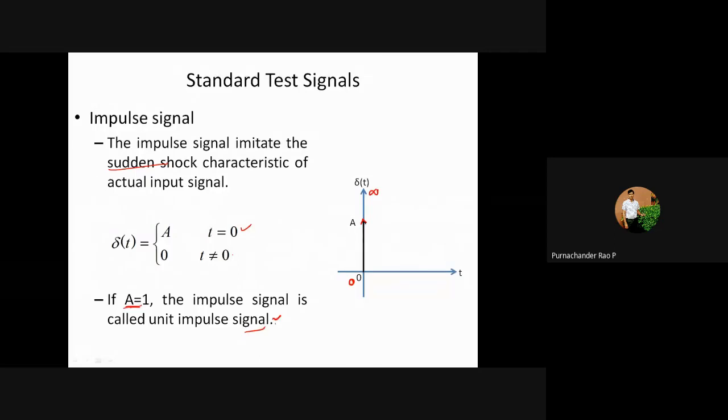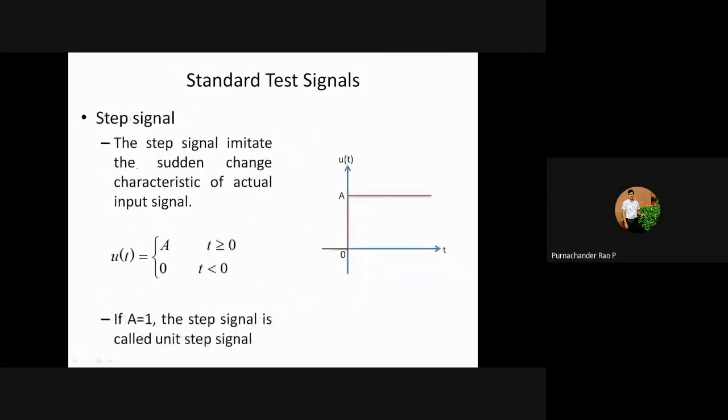The next one is the step signal. The step signal indicates a sudden change in the characteristics of the actual input. Up to time 0, the value is 0. Then after 0, suddenly the value increases to a and settles at the constant value a. Mathematically, u of t is equal to a for t greater than or equal to 0, and equal to 0 for t less than 0. That means for negative values of t, the value is always 0. And if a is equal to 1, you can call it a unit step signal.